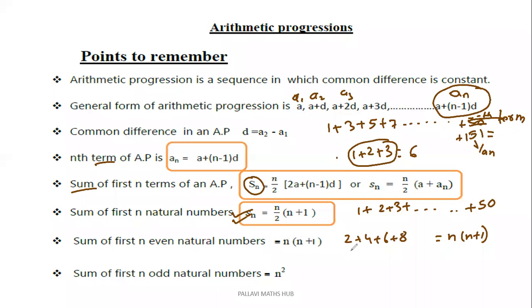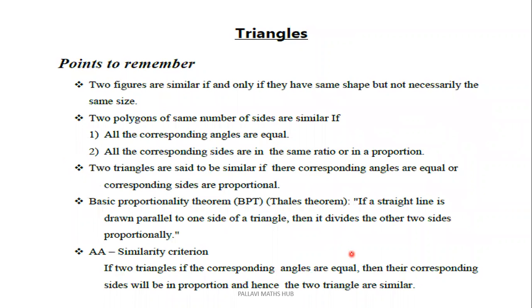Next chapter is triangles. Yes, in this triangle chapter, statements are very important and we will have similar figures. So similar figure means two figures are similar if and only if they have the same shape, but not the same size. So here 3, 3, 4 like that, but it's in the same shape, right? But here 5, 6, 7 like that. Same shape but different in size, then these two figures are similar.